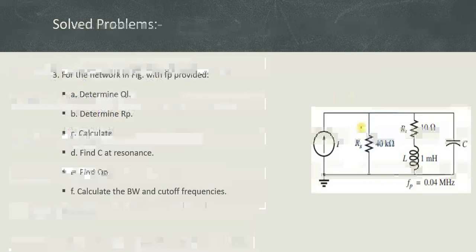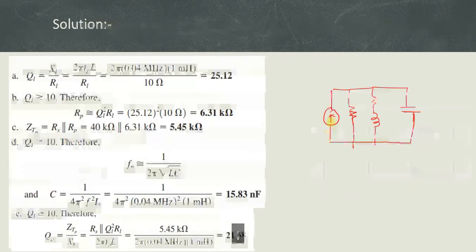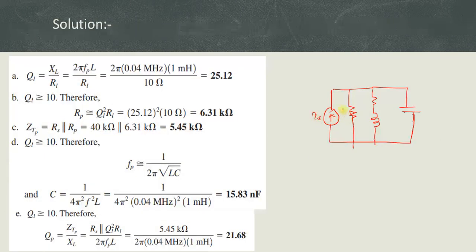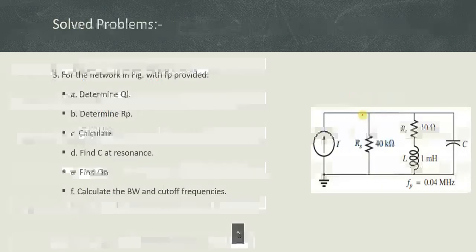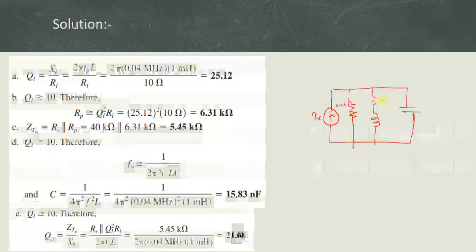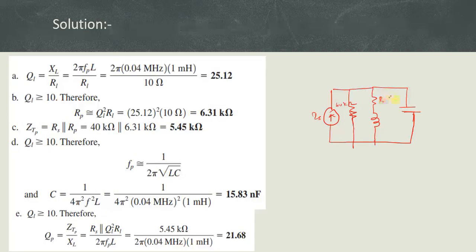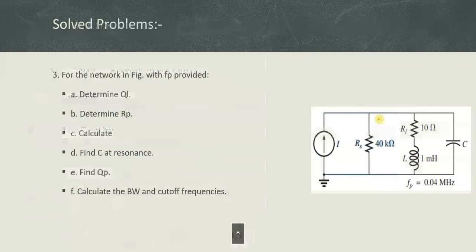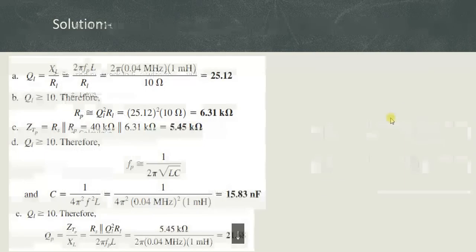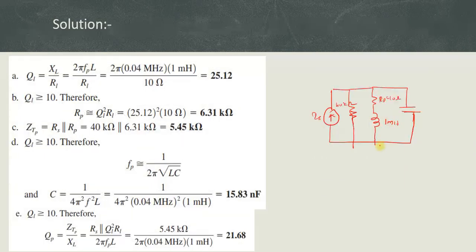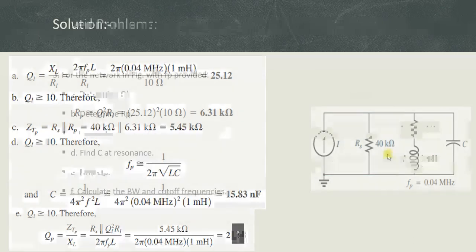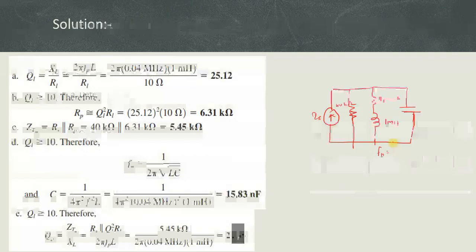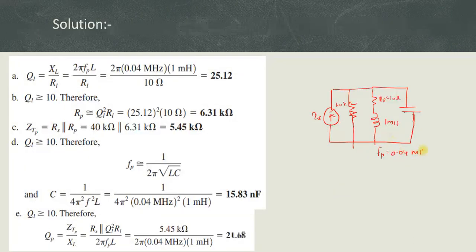So here RS is equal to 40 kilo ohm, and RL equal to 10 ohm, and inductance is 1 millihenry, and Fp equal to 0.04 megahertz. The capacitance value is unknown, C.